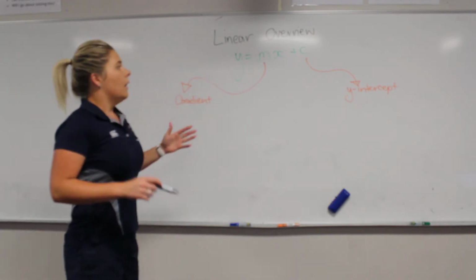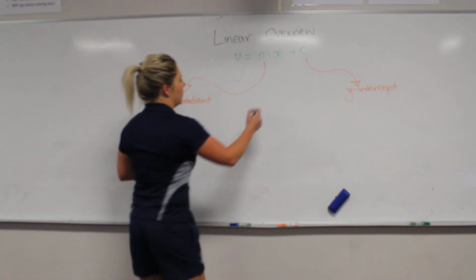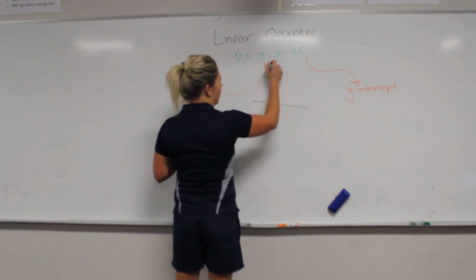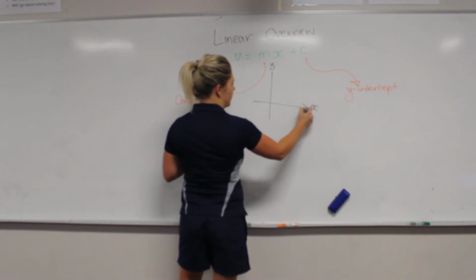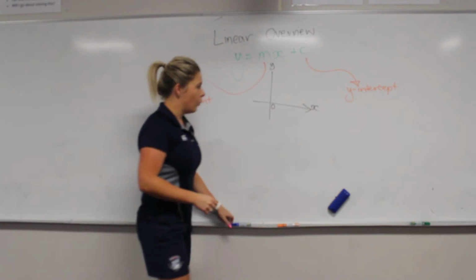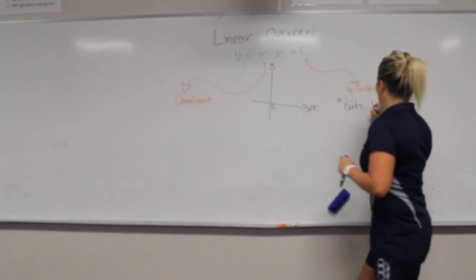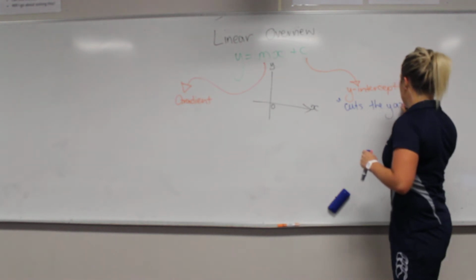Alright. First of all, the form for your linear equations and graphs is always y equals mx plus c, m being the gradient and c being the y-intercept. So on your graph, y-axis here, x-axis here, and this is always 0. So your y-intercept is wherever it cuts the y-axis.